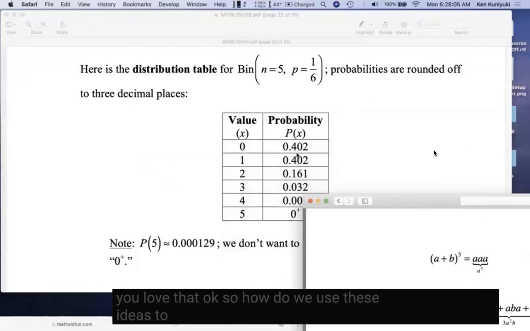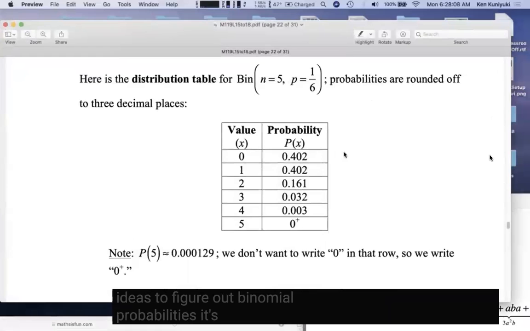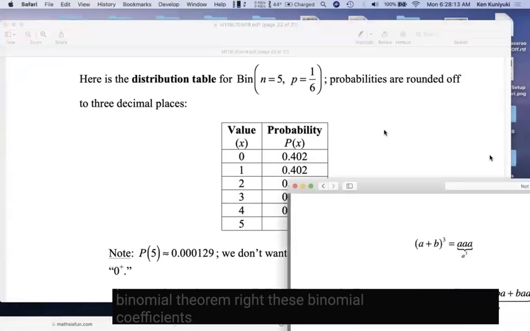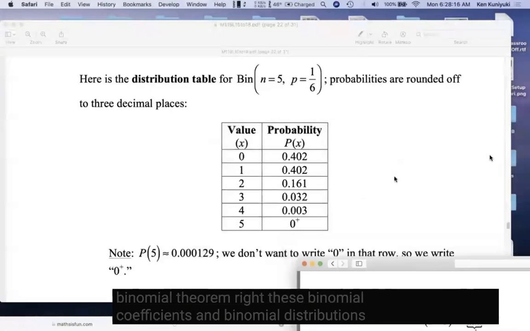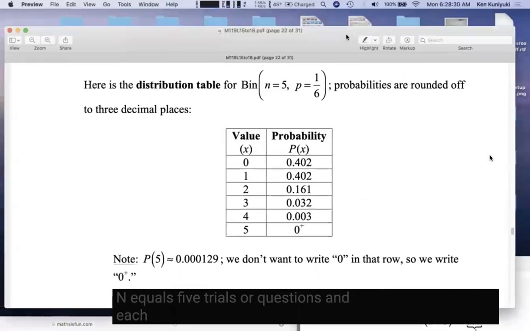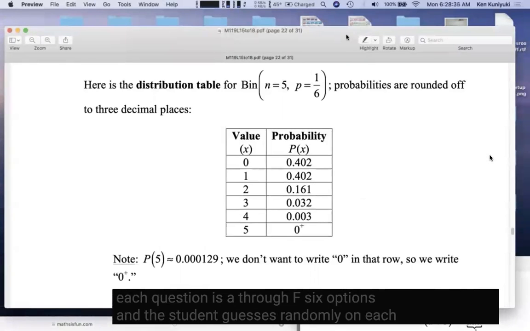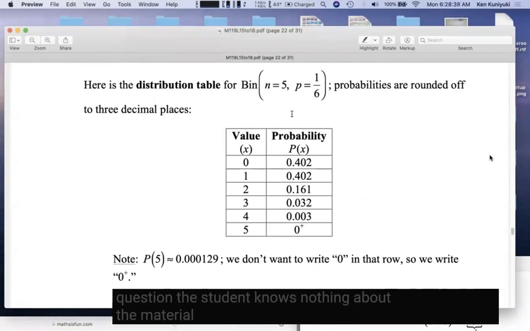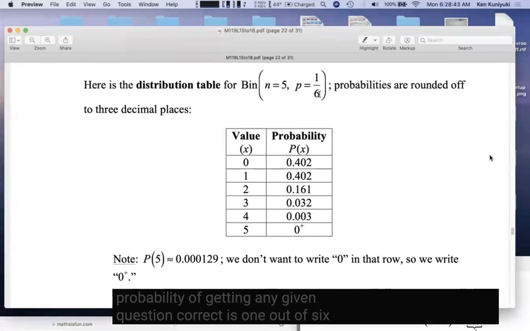Okay, so how do we use these ideas to figure out binomial probabilities? It's all related. The binomial theorem, right? These binomial coefficients and binomial distributions with their binomial probabilities. So for example, if you have a student taking a multiple choice test with 5 questions, n equals 5 trials or questions, and each question is A through F, 6 options, and the student guesses randomly on each question. The student knows nothing about the material and guesses randomly. So the probability of getting any given question correct is 1 out of 6.